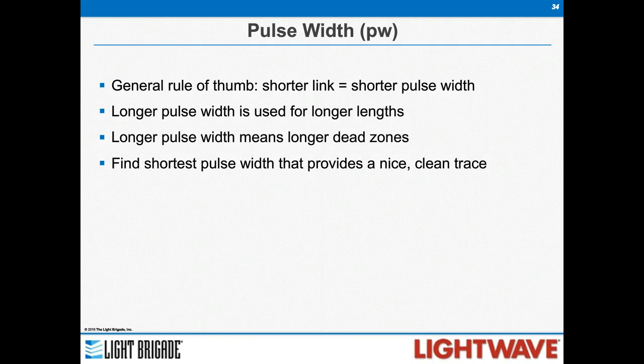Longer pulse widths allow you to reach much longer distances, but if you have a short link and use a short pulse width, you'll see events that are more closely spaced together. You'll get more visibility, but you won't reach out as clearly to longer lengths of fiber. So you have to find a balance between those two. We recommend that you use the shortest pulse width that provides a nice clean trace. And this is where training and understanding of OTDRs really comes in.